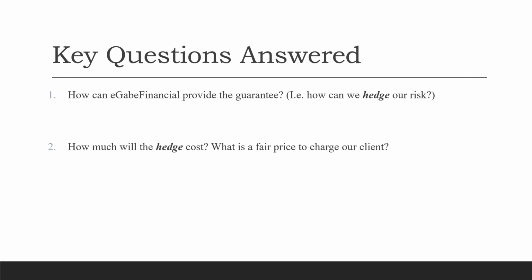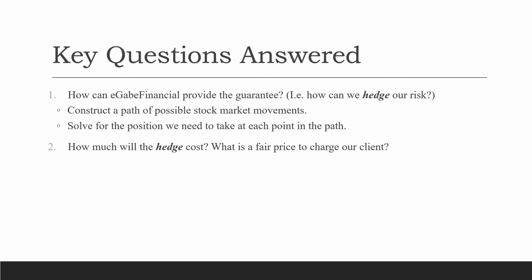The two key takeaways I hope you get away from this video are the answers to the key questions we asked at the beginning. The first takeaway is that to provide the guarantee, we construct a path of possible stock market movements, then solve for the position we need to take at each point in the path. This gives us the solution to how we can dynamically hedge our risk of providing the guarantee.